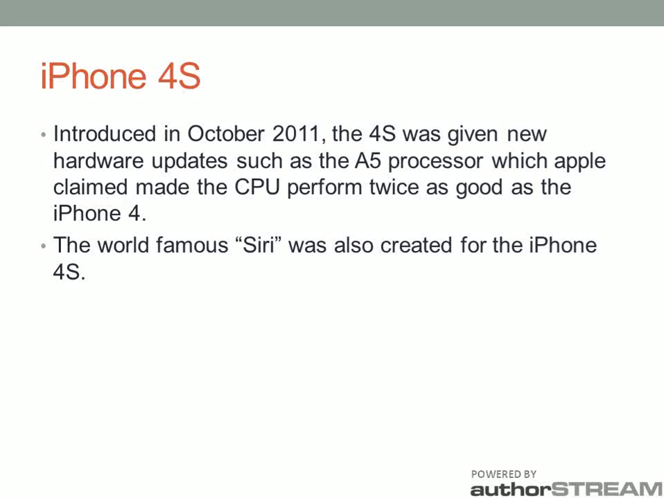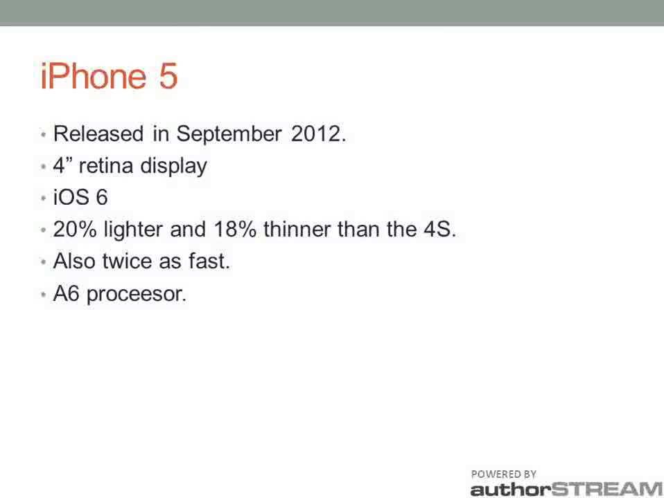The 4S's new feature was the A5 processor, and Siri was introduced, which was used instead of voice control, so you could interact with Siri. The iPhone 5 was released this year, with a 4-inch Retina display, lighter and thinner than any previous iPhone, and faster with the A6 processor.